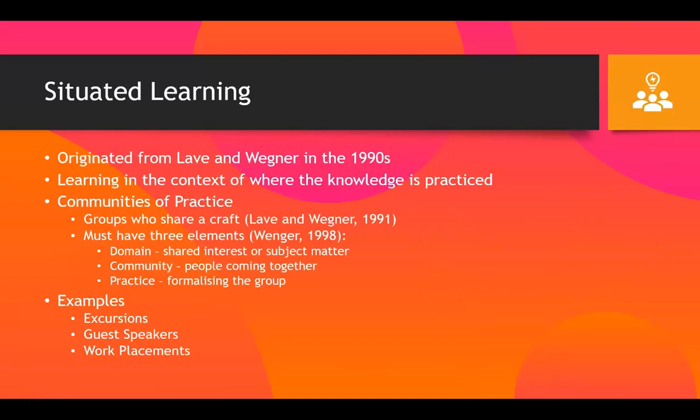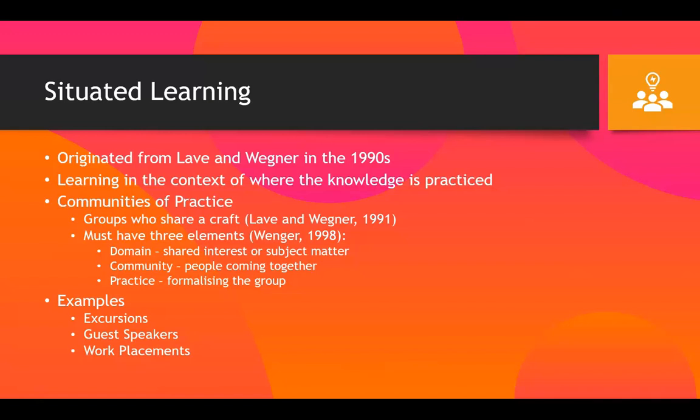In the 1990s, education theorists Lave and Wenger developed situated learning theory. The theory argues that learning occurs best when it takes place in the context of where it's applied, and knowledge is socially co-constructed by a community. Lave and Wenger said that a community of practice is a group of professionals who share a craft. We start our learning as a peripheral participant, and as we build confidence, we become full members of our community of practice.